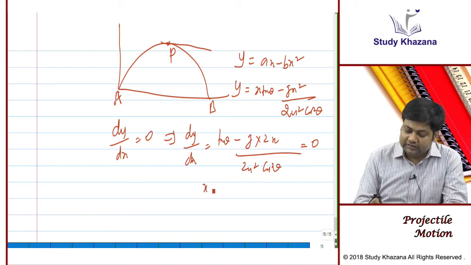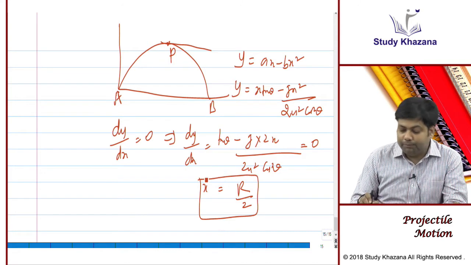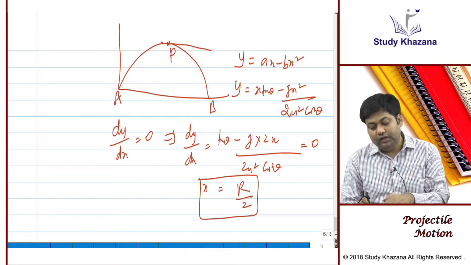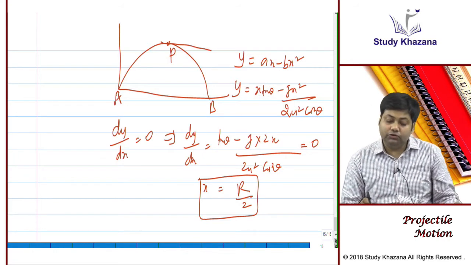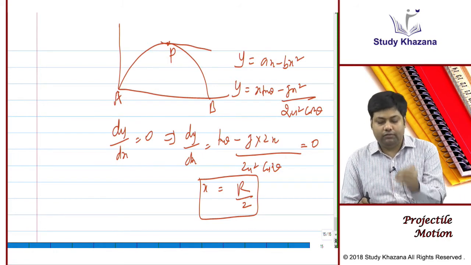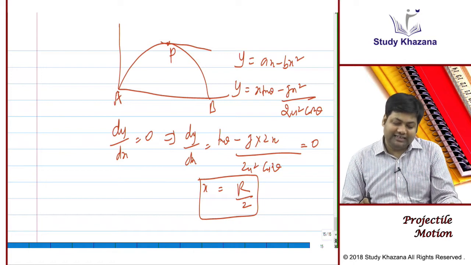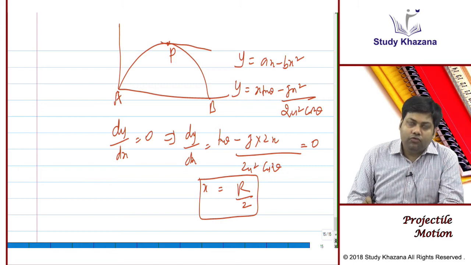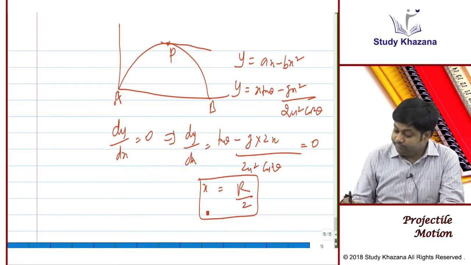So what you essentially get is x is equal to R by 2. So this is the point at which dy by dx is actually 0. So you get the value of x, and then if you put it into this, you can get the value of y. Now another important aspect that we need to understand is that, let's say you are given an equation of trajectory.